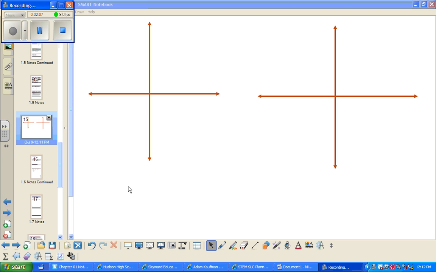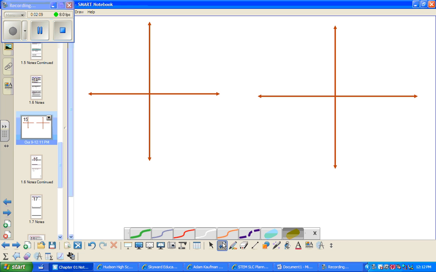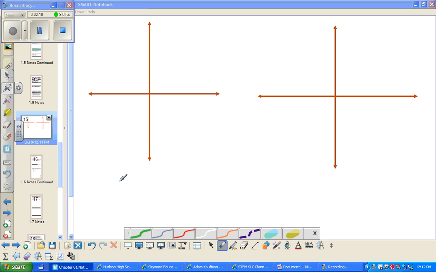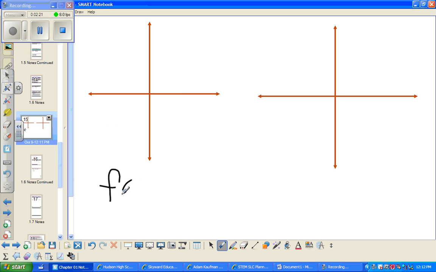I'll now show you an example of this. If we take a basic function that you're familiar with, like say f of x equals x squared. You know what f of x equals x squared looks like. It's a parabola that looks something like this.